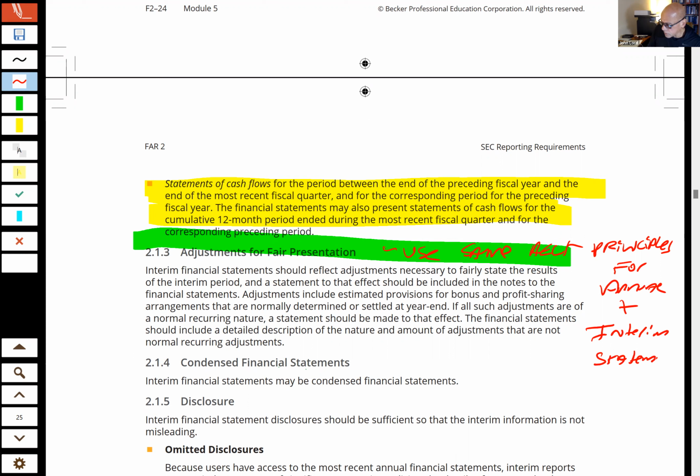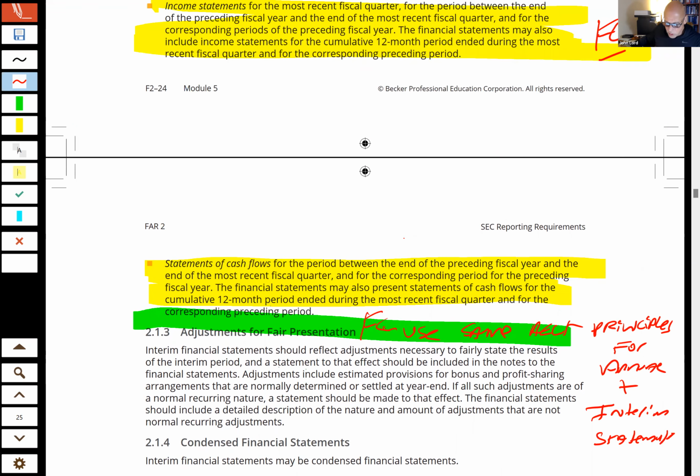Let me repeat that because that's a little bit sloppy. Okay, and you can flashcard that. Use same accounting principles for annual and interim statements. Okay, now the other flashcard I want for this discussion here is about adjustments for fair presentation, because they don't mention it anywhere in the textbook here, but then there's a question on that. So I want you to go ahead and flashcard, okay?